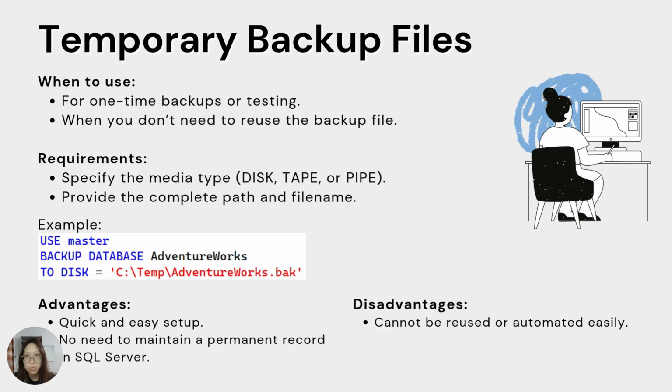And sometimes you don't need a permanent device. For example, when doing a one-time backup or testing, in that case, you can directly specify the file path in the BACKUP DATABASE command. For example, this is the code to create a temporary backup file. This creates a temporary backup file and the benefit is simplicity. There is no need to set up a device. However, temporary backups are not suitable for automation because they must be manually specified every time.